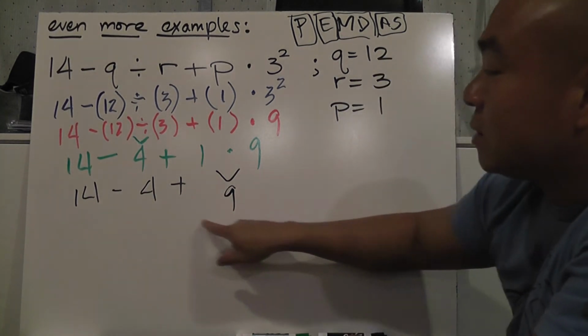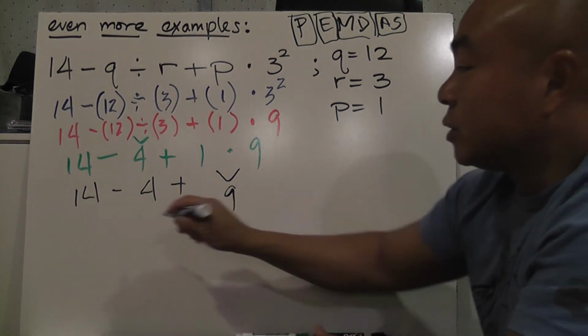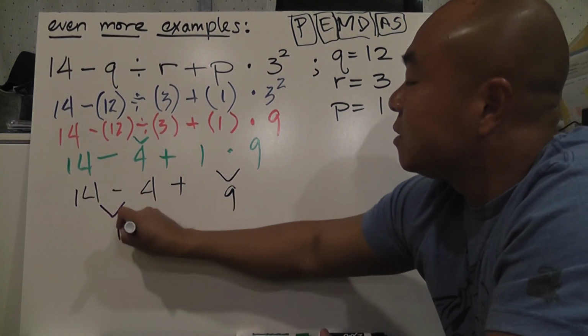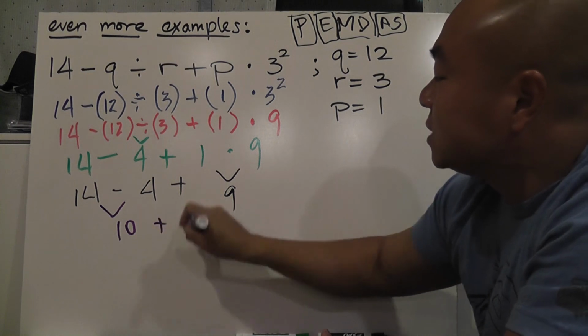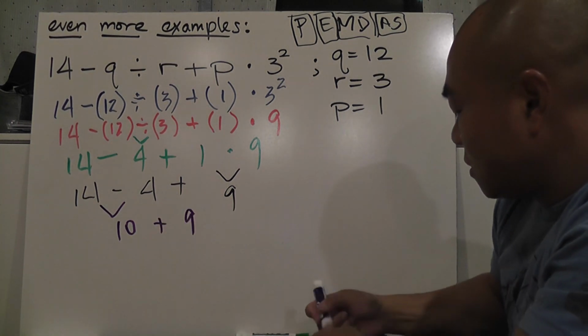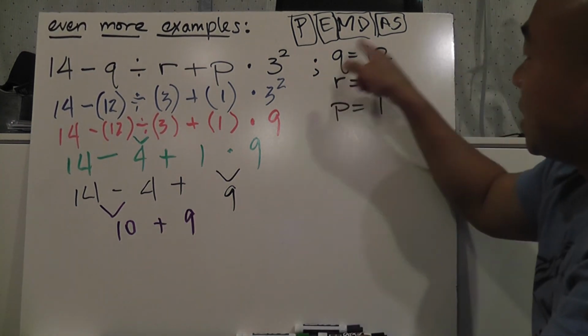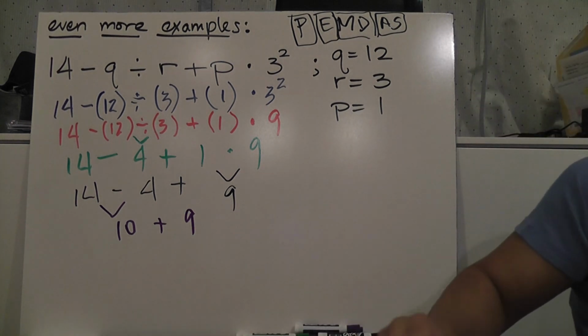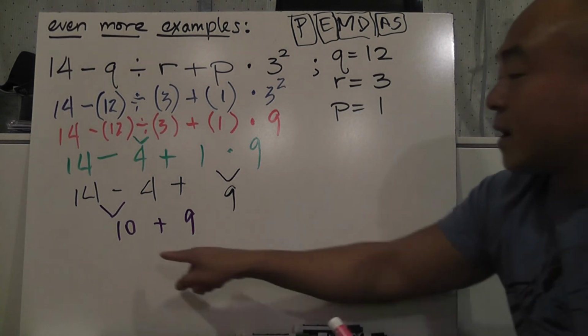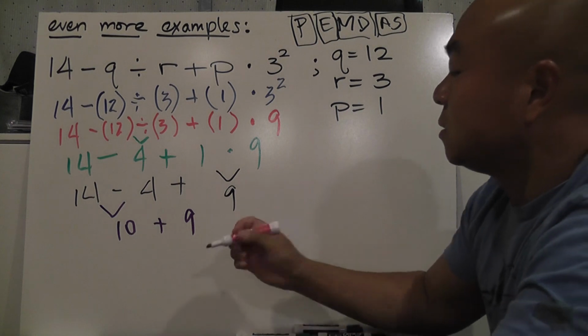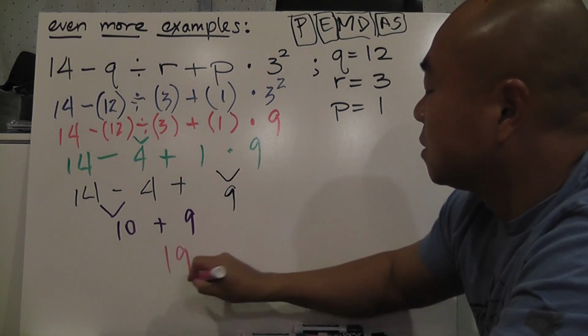Notice going left to right, subtraction comes first. So we're going to do 14 minus 4, and that's 10. Drop down the plus 9. And because we just have one operation left, we know that that's our last step. So finally, 10 plus 9 is going to give us 19.